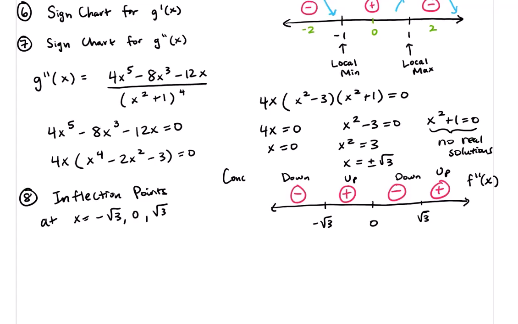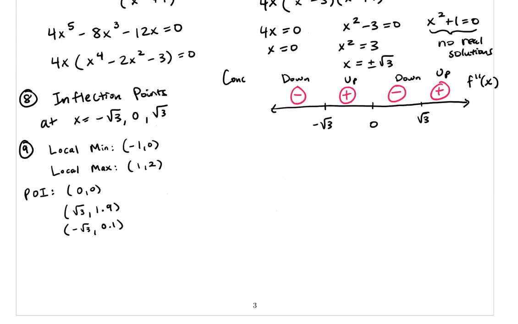So for step 9, we want to find the y values of these important points, and I'm just going to go ahead and give these to you. So here are the ordered pairs, including the y values of some important points that we found. 10 is to identify the end behavior, and we already found that there was a horizontal asymptote. So horizontal asymptote at y equals 1. So let's go ahead and put all of this together now to sketch a graph.